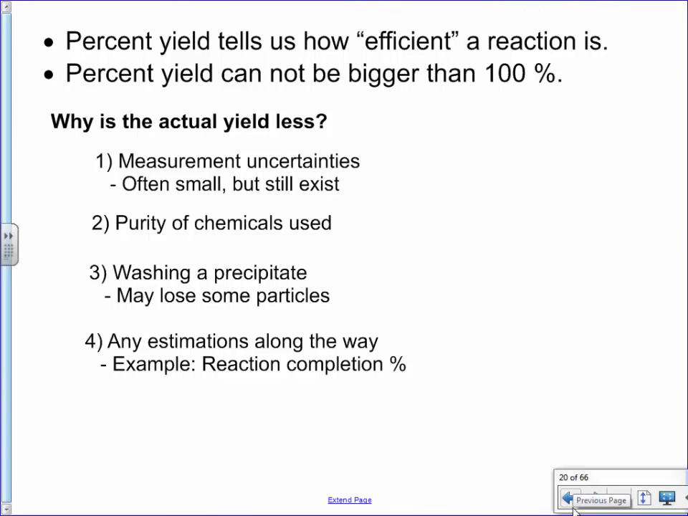So here are some reasons why. Put a star next to this because I think this comes up on one of your labs. When I ask you why reactions are not 100%, here are some of the most common reasons. The first one is measurement uncertainties. Whenever we measure things on a scale, we have to round at some point.